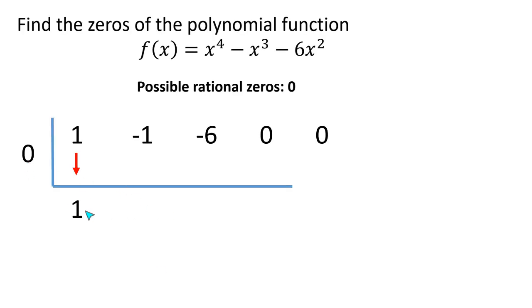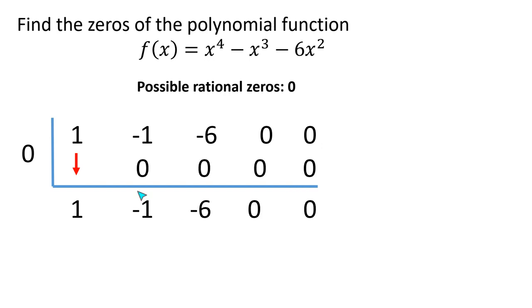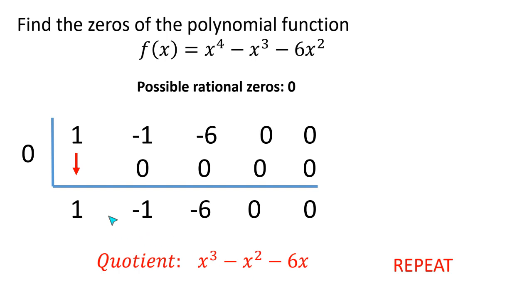So if I bring 1 down, let me just explain this part here. We have a 1 for the x to the 4th, -1 for x cubed, -6 for x squared. We need to use a 0 for x and then a 0 for the constant term. So if I bring down the 1, I get 0. -1 times 0 is 0. -6 times 0 is 0. And then 0 plus 0 is 0. So my quotient is x cubed minus x squared minus 6x.